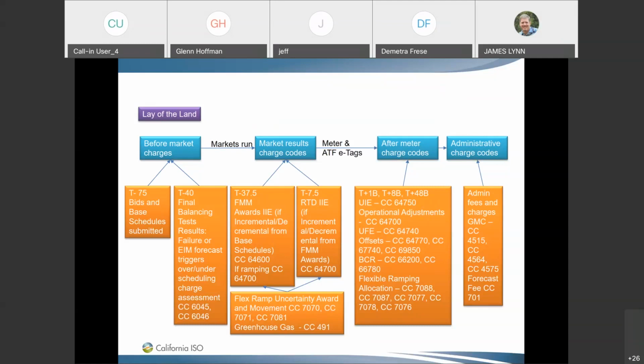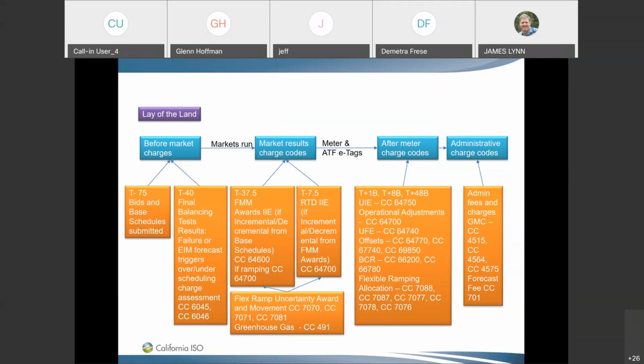Now, if you're overscheduling, then it's going to be a similar thing, but in the opposite direction. You're going to get down to 50% of it being charged back to you. So in your UIE, you would get paid at 100%, and then in essence, you would get 50% charged back to you under this charge code.